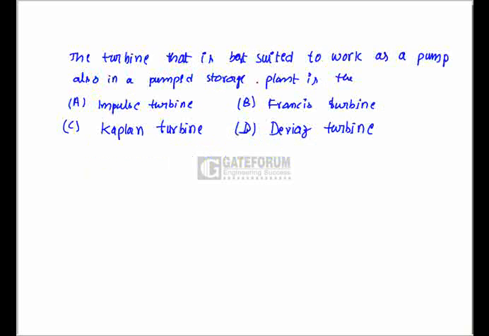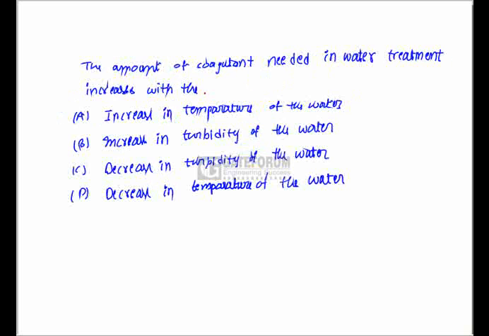The turbine that is best suited to work as a pump also in a pumped storage plant is the Deriaz turbine. Option D is correct. The amount of coagulant needed in a water treatment plant is directly related to the turbidity present in the water. As the turbidity of water increases, the amount of coagulant needed is going to increase. So option B is correct.